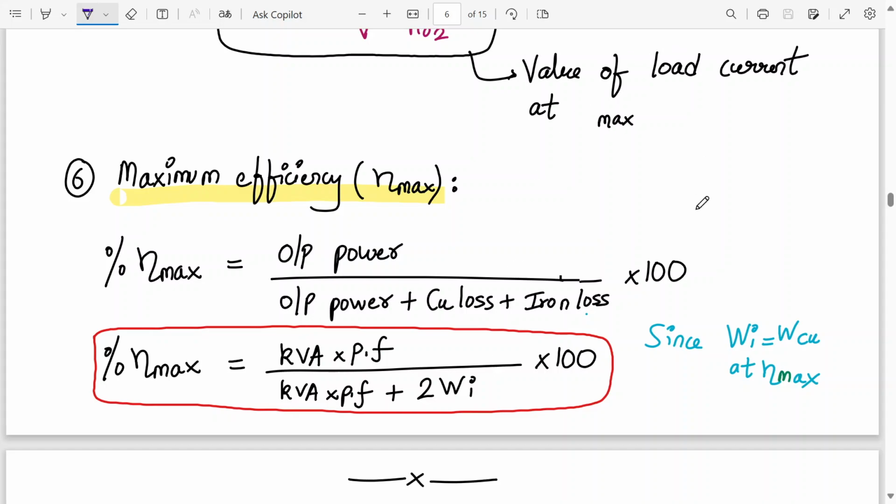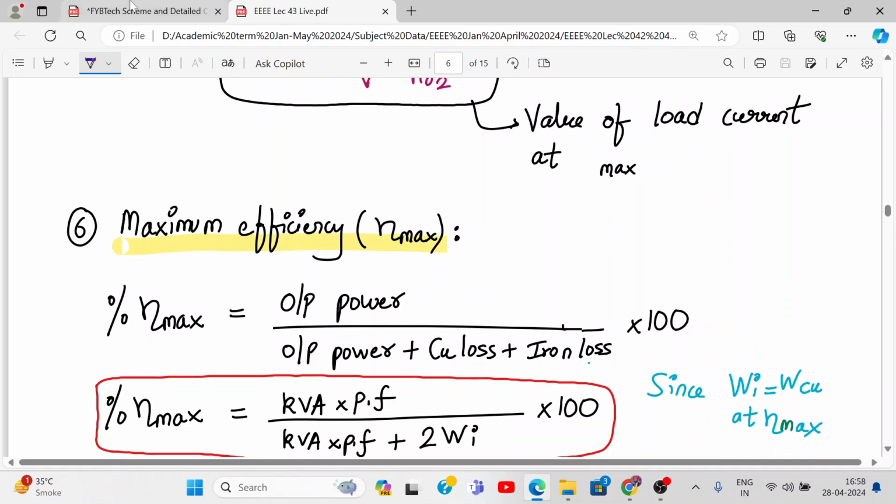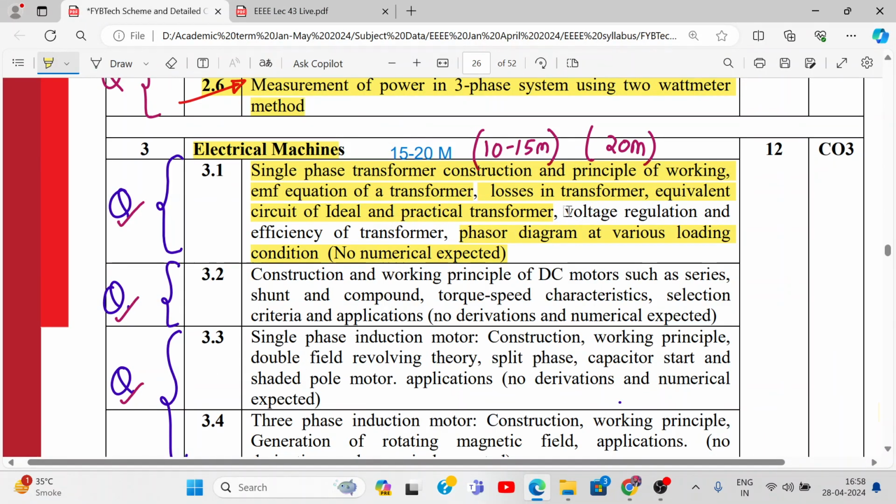All right. So with this, we complete the topic called voltage regulation and the efficiency of the transformer. And with that, we completed module number 3.1 of electrical machines.